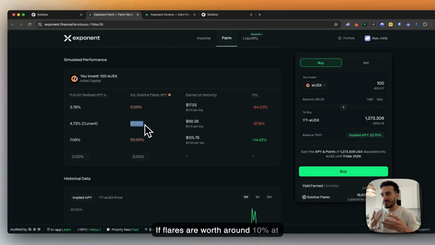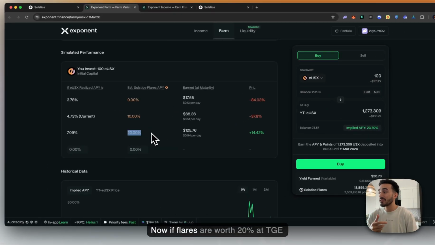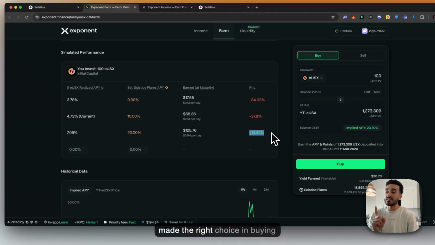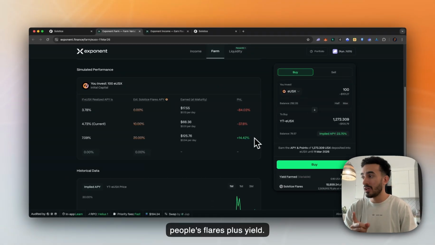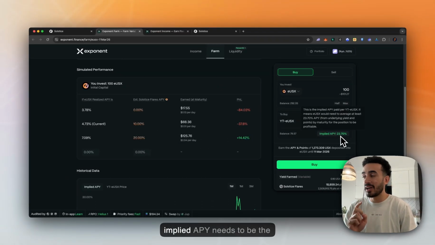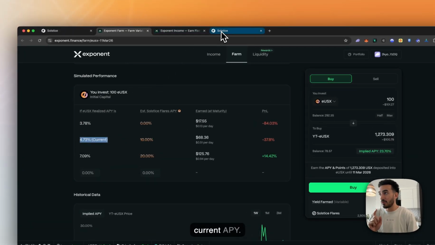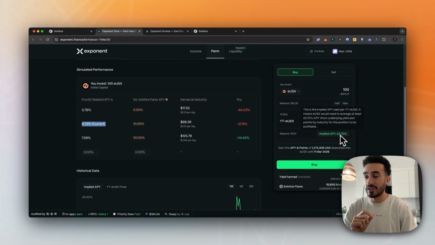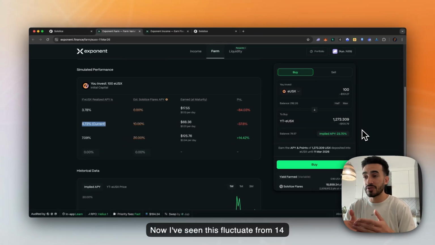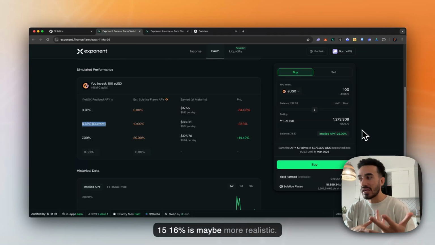If flares are worth around 10% at TGE, you're still going to be down 37% of your bag if you put $100. Now, if flares are worth 20% at TGE, then you've made the right choice and your bag is up. So you made the right choice in buying people's flare plus yield. So what matters right now is this implied APY needs to be the current APY. I mean, this could also go up. Plus the value of flares needs to make up 23%. Now I've seen this fluctuate from 14 to 25%. So I believe around 14, 15, 16% is maybe more realistic.